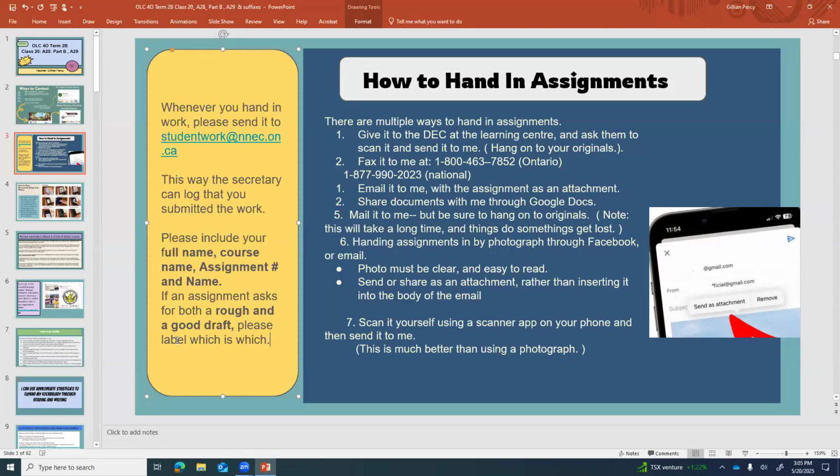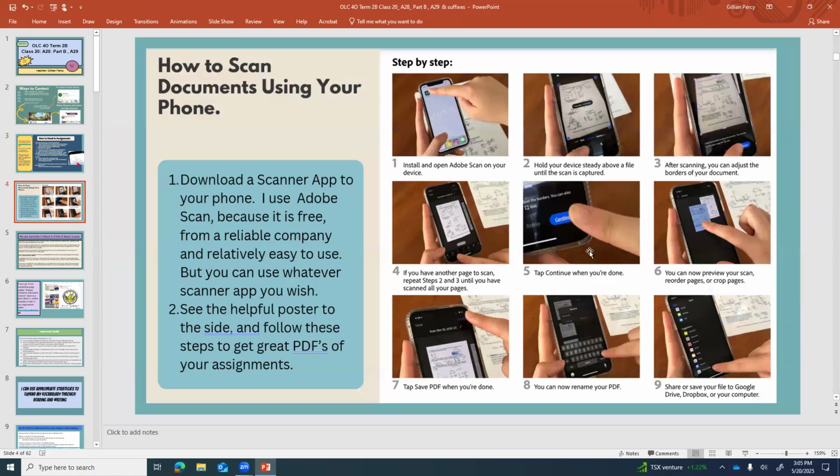That generally produces a really good quality, much better than just doing a photograph, okay? So this is a little poster that shows all the steps for how to scan something. This one is based on Adobe Scanner, which is a free app. I use it for my own tax documents and stuff. It's reliable. It's pretty easy to use. Once you've installed it, you open it back up.